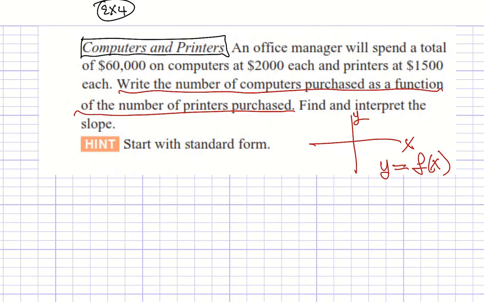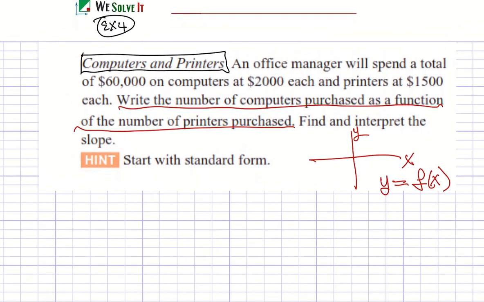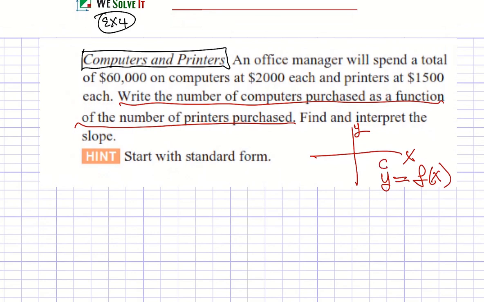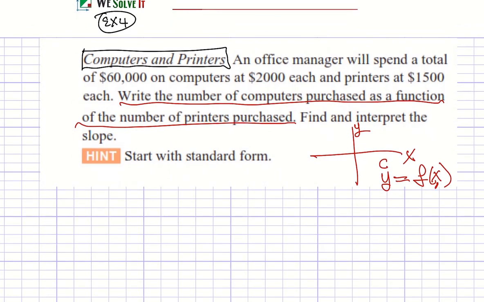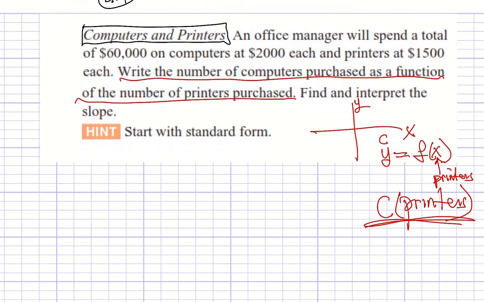The number of computers purchased as a function of the number of printers. So basically this is computers here, and X is the number of printers purchased. So the number of computers purchased is written as a function of printers. So computers is a function of printers. That's all that is saying. Computers is a function of printers, like that.